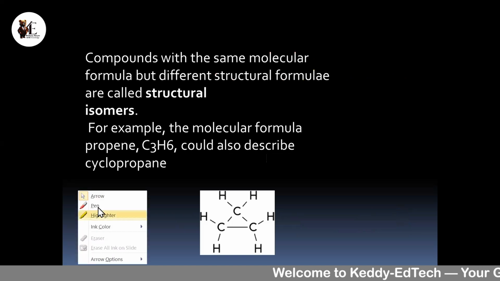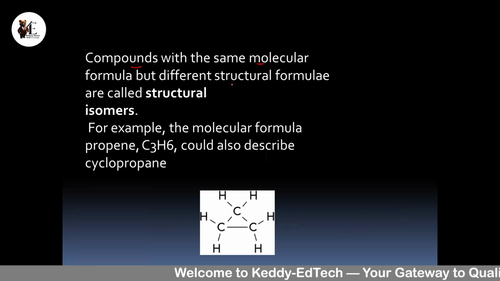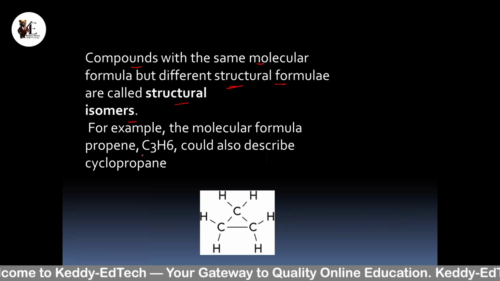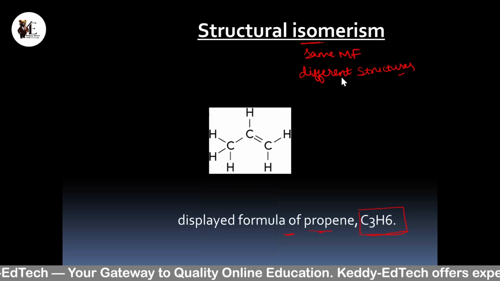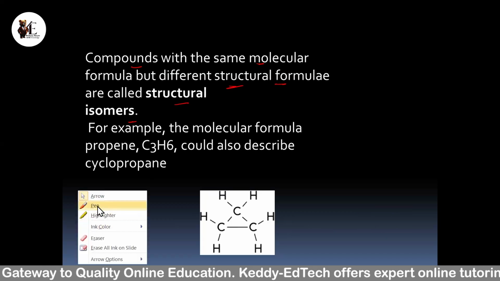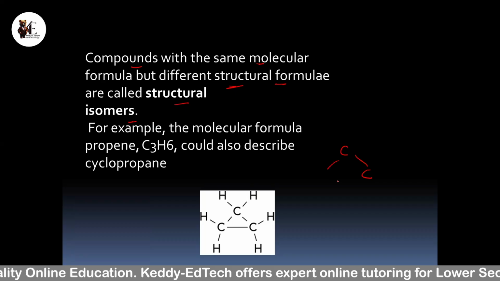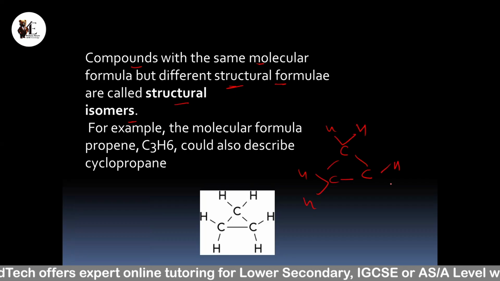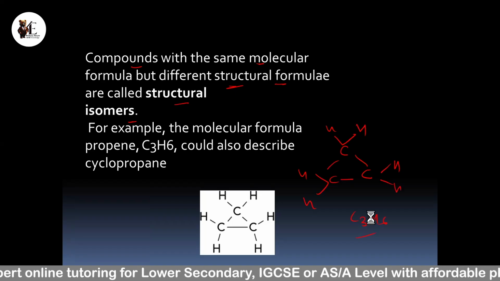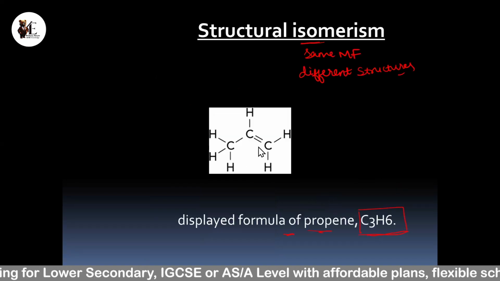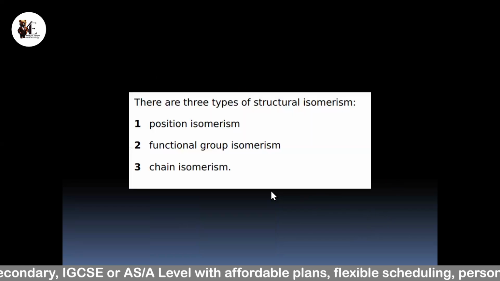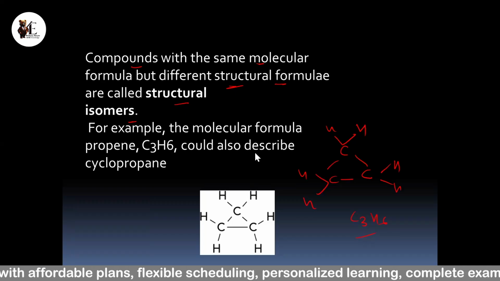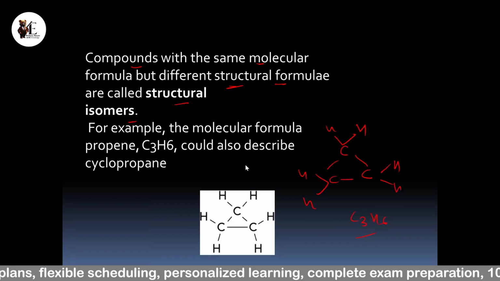So what is the definition of structural isomers? Compounds with the same molecular formula but different structural formula are called structural isomers. So for example, the molecular formula propene. One way we can represent propene like this, and one way we can represent it like this in a cyclic form. C3H6. 1, 2, 3, 4, 5, 6. So this is also C3H6 and this is also C3H6, but there is a huge difference between their structures. It is an open chain compound and it is a cyclic compound. So if you are asked to draw the structural isomerism of C3H6, you can draw simple structure and the cyclic structure.